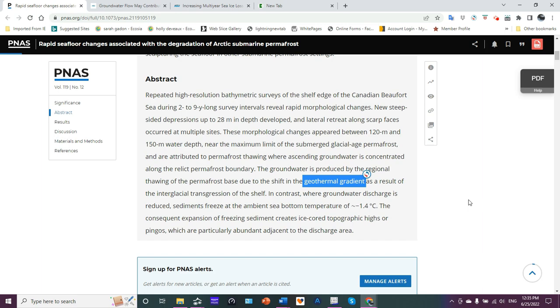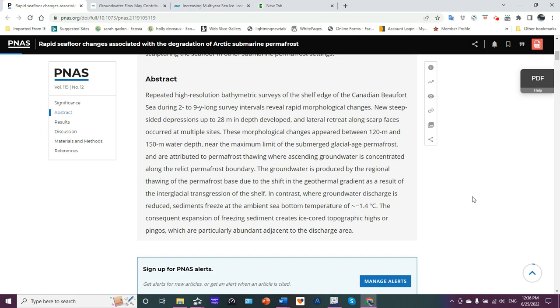In contrast, where groundwater discharge is reduced, sediments freeze at the ambient sea bottom temperature of approximately minus 1.4 C. The consequent expansion of freezing sediment creates ice core topographic highs or pingos, which are particularly abundant adjacent to the discharge area. Now, it's interesting to see them use the word pingo here.